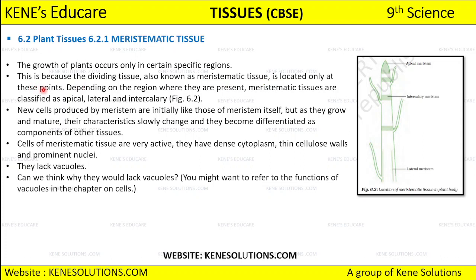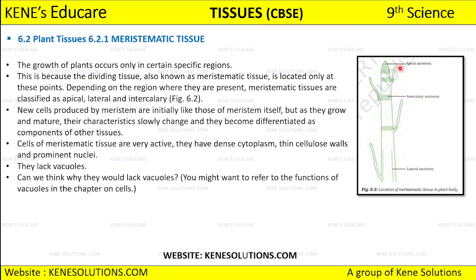that is located only at these points, and where we have this dividing tissue which we also call the meristematic tissue, you will see that the plants are going to grow in that specific region only, okay? So depending on the region where they are present, this meristematic tissue is classified as apical meristematic tissue, lateral meristematic tissue and intercalary meristematic tissue.